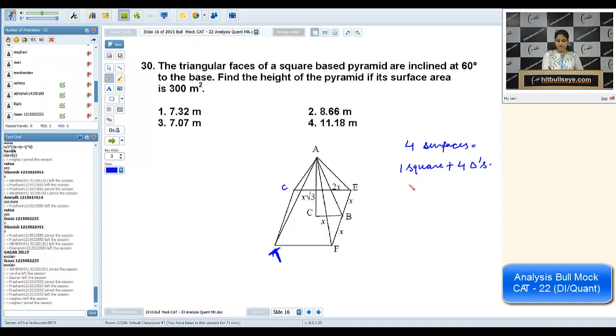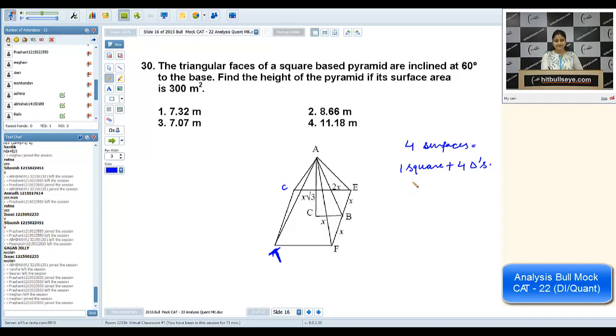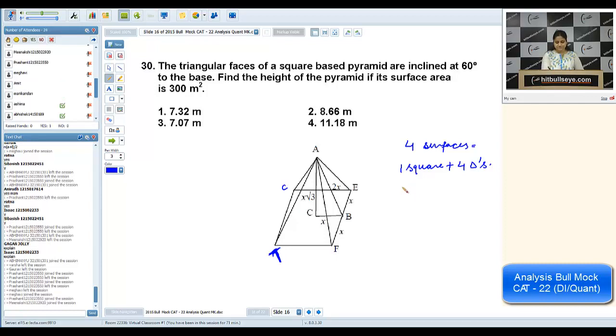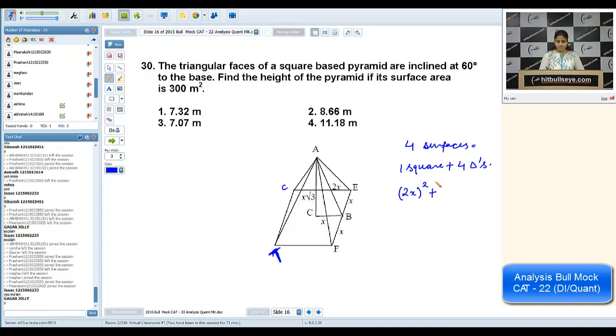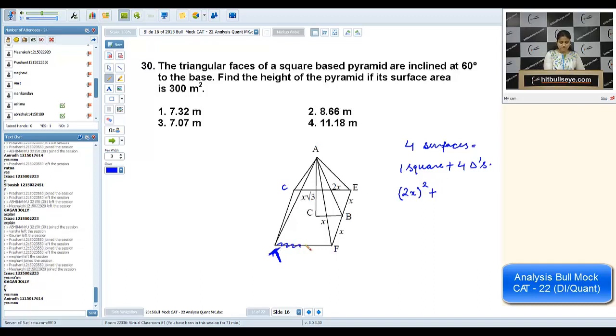So how can we calculate square area? That is side square. So I'm considering the side to be 2x. So it will become 2x whole square. Are you getting me or not, all of you? Okay. I'm considering this side to be 2x.